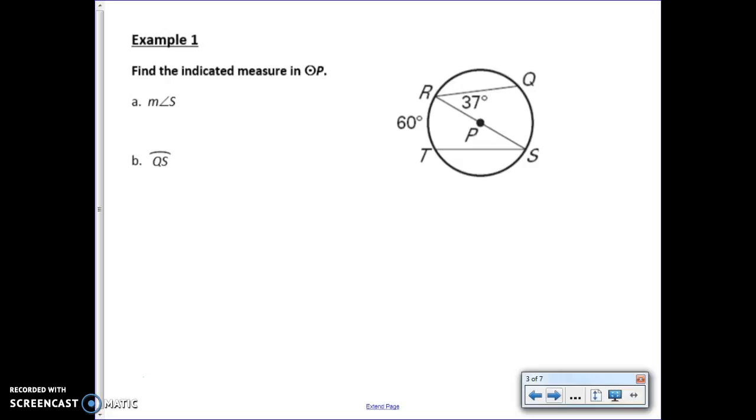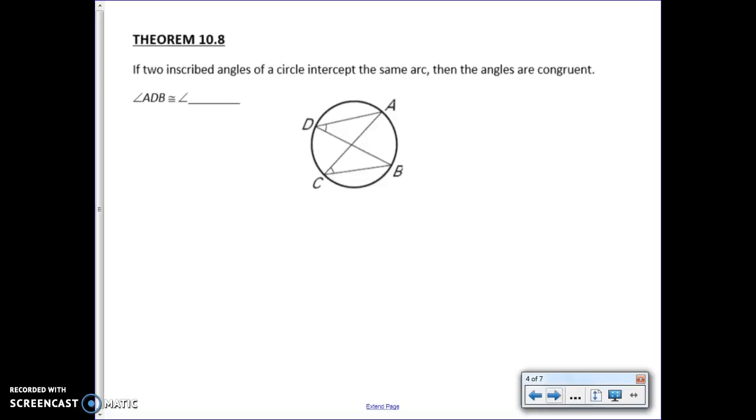So let's try an example of this. It says find the indicated measure. So we want the measure of angle S here. And if I know that angle is half of the arc that it opens up to, if the arc is 60 degrees, then the measure of angle S has to be 30 degrees. We want the measure of arc QS here. If I know the angle is 37, then I need to double 37, and I get 74 degrees. So a little bit different thinking from central angles.